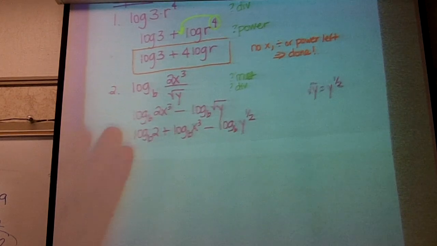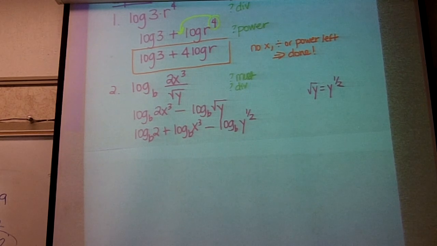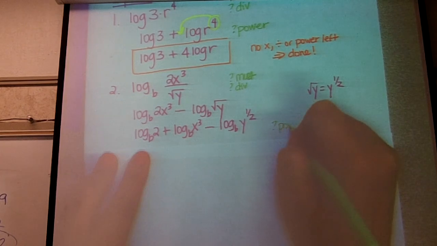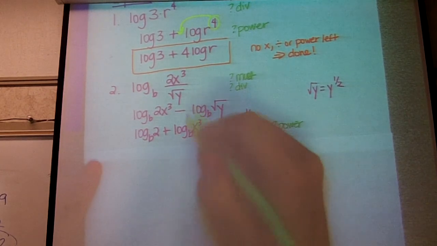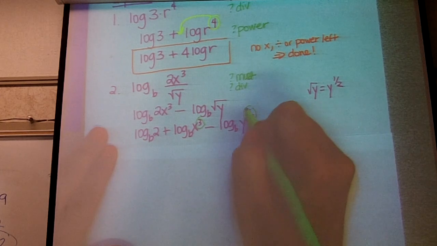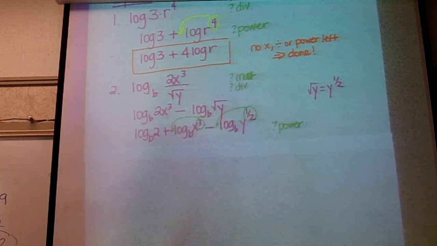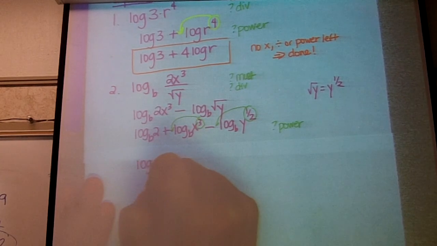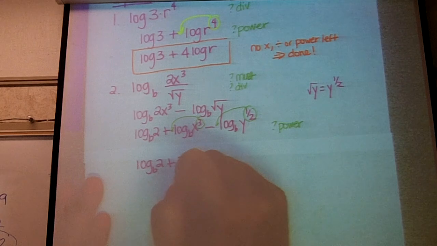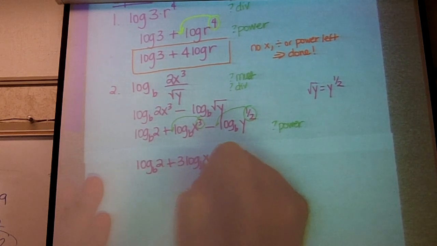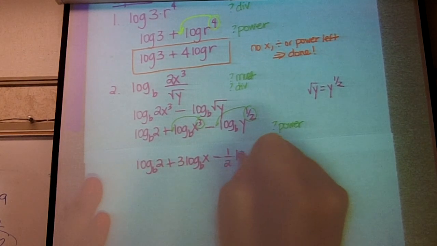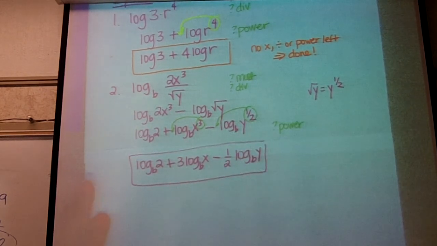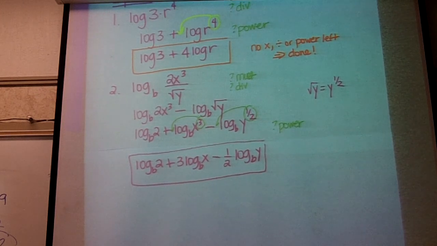I've dealt with any multiplication, any division. That's great. The last thing I need to check to see is, do I have any powers? And yes, I do. I have 2 of them. So what you do with the powers is you bring them in front, okay, as coefficients. So I have log base b of 2 plus 3 log base b of x minus 1/2 log base b of y. And that is your final answer for expanding that log.